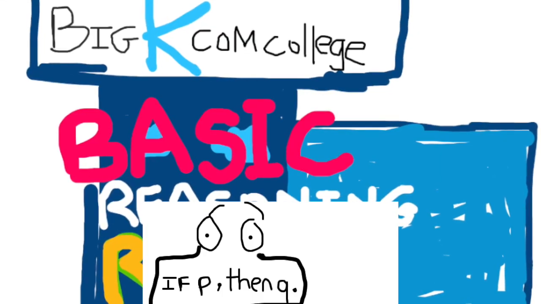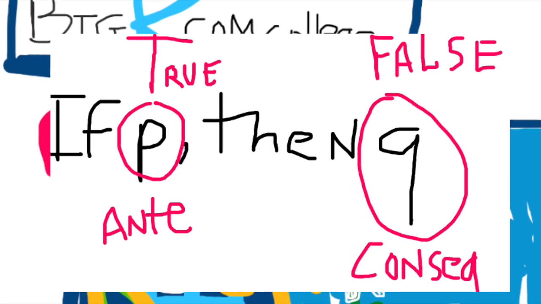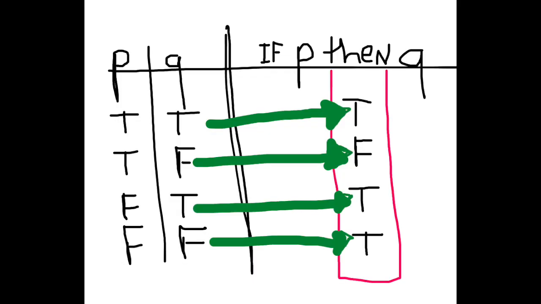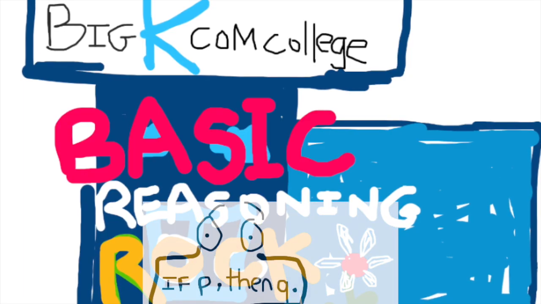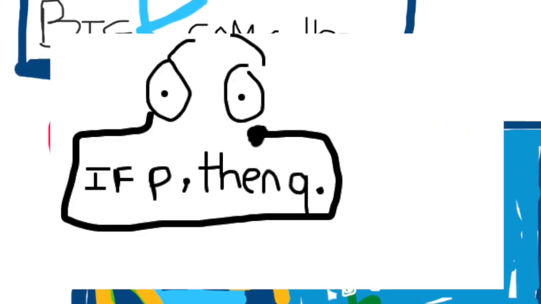Oh, if the antecedent's true and the consequent is false, then I'm false. I'm true in all other cases. Oh, if the antecedent's true and the consequent is false, then I'm false. I'm true in all other cases. And that's the way it is.